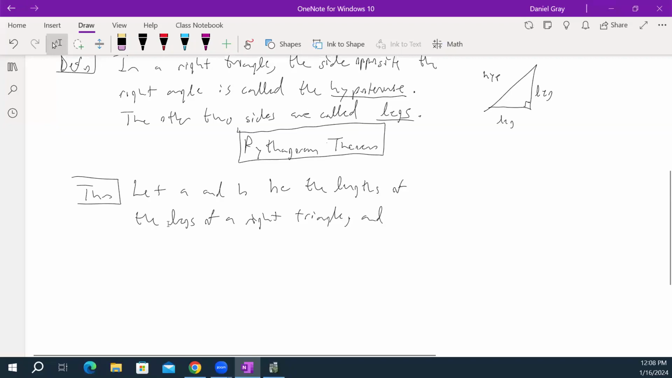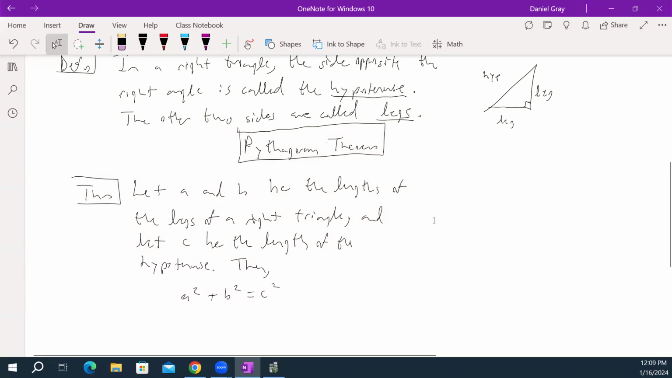And let C be the length of the hypotenuse. It's all up to how you label it, right? Of the hypotenuse. Then A squared plus B squared equals C squared.